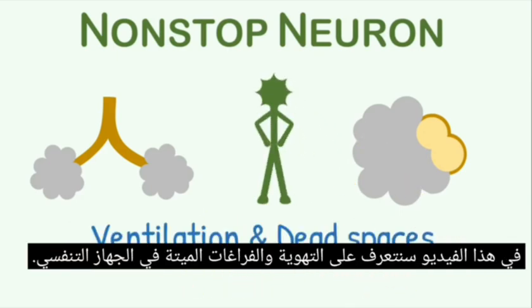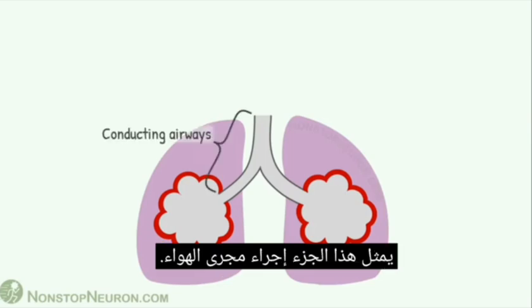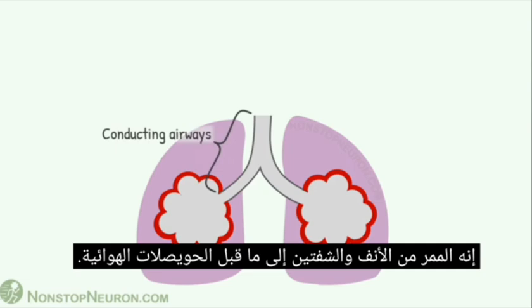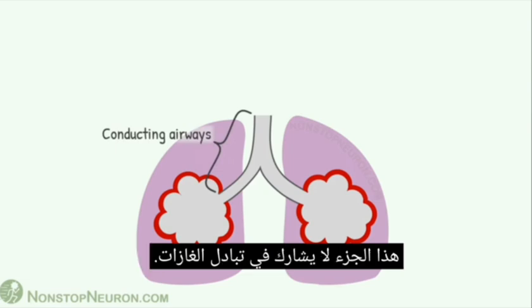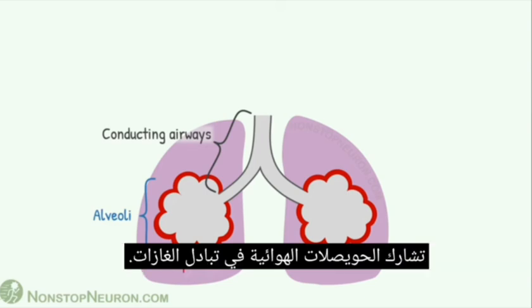In this video, we will learn about ventilation and dead spaces in the respiratory system. Let's get started. This is a simplified diagram of the lung. This part represents the conducting airway. It's the passage from the nose and lips to just before the alveoli. This part does not participate in gas exchange. These are alveoli, and these are pulmonary capillaries supplying the alveoli. Alveoli participate in gas exchange.